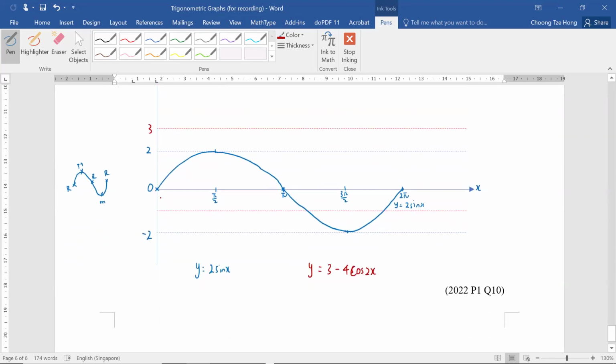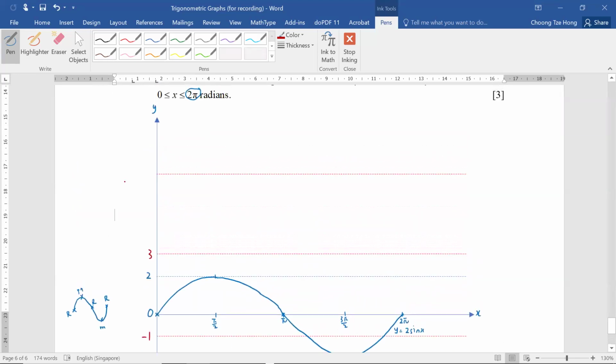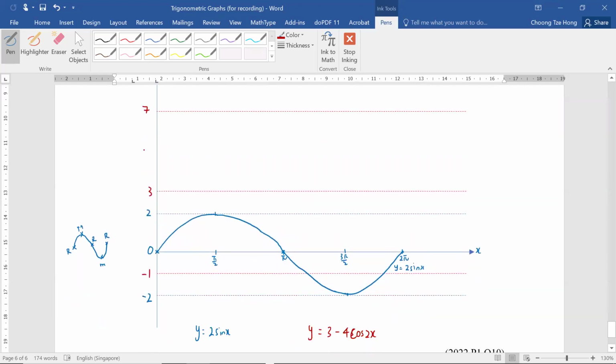Okay, then to get the least value, you will take 3 minus the amplitude. So 3 minus 4 will give -1. Then to get the maximum, you will take 3 plus the amplitude to get the maximum to be 7. Right? Okay, so then the next thing will be to set up the x-axis.